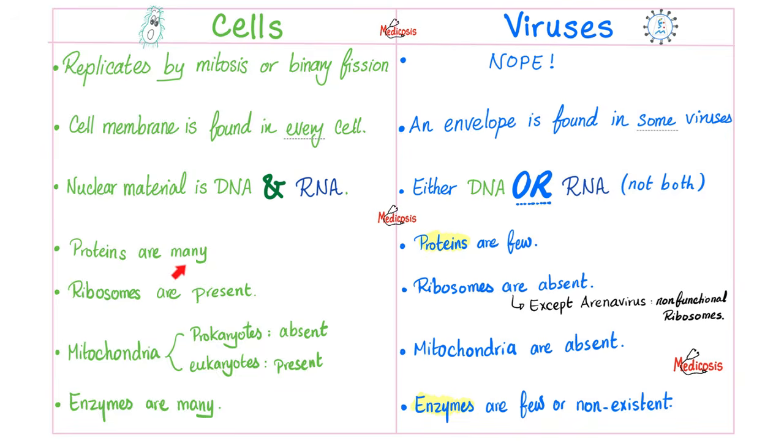In living cells, the proteins are many. In viruses, the proteins are few. Living cells have ribosomes. Viruses do not have ribosomes, with an exception of the arenavirus. It has ribosomes that do not function or whose function is not known up to this point. The mitochondria are present in eukaryotic cells but absent in prokaryotic cells. In viruses, mitochondria are absent. Living cells have many enzymes. In viruses, the enzymes are few or non-existent.